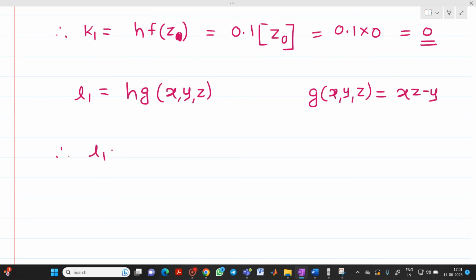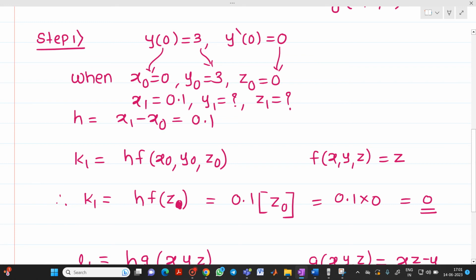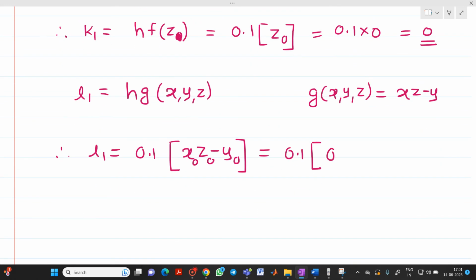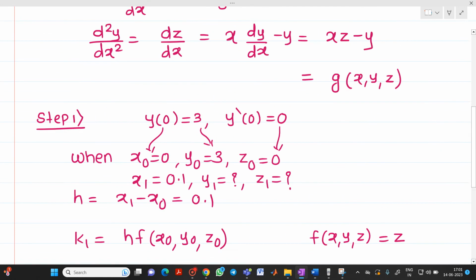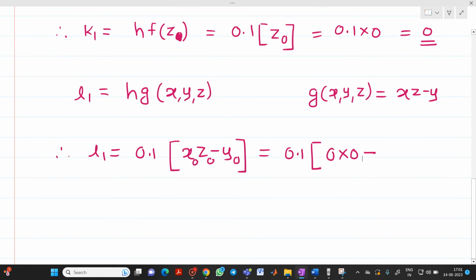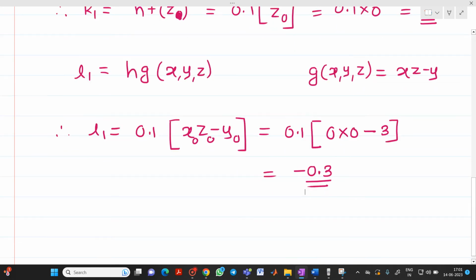So therefore L1 will be equal to h, what is h? 0.1. Here you have to write g of x comma y comma z. It is xz minus y, but x equal to x0, z equal to z0, y equal to y0. So 0.1, what is your value of x0? Here, if you see, x0 is nothing but 0. What is z0? 0. What is the value of y0? If you see, y0 is 3. So if you solve this, you will get the answer as minus 0.3. So this will be the value of L1.